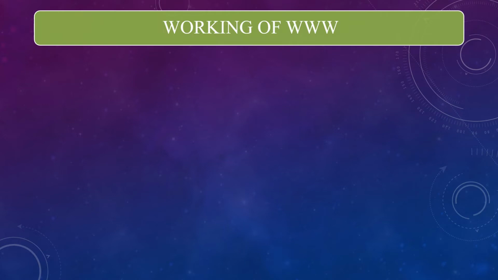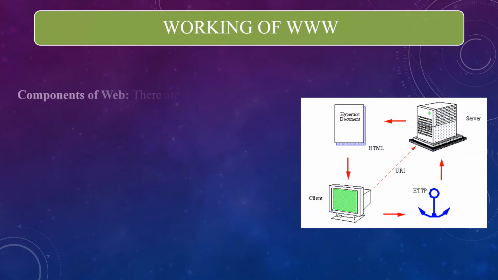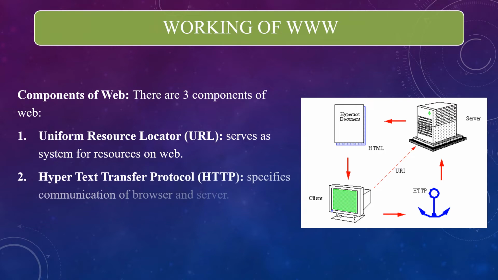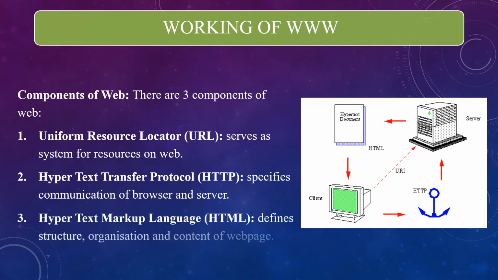Now, let's head towards components of web. There are three components of web. Uniform Resource Locator URL, which serves as a system for resources on web. Hypertext Transfer Protocol or HTTP, which specifies communication of browser and server. Hypertext Markup Language or HTML, which defines structure, organization, and content of web page.